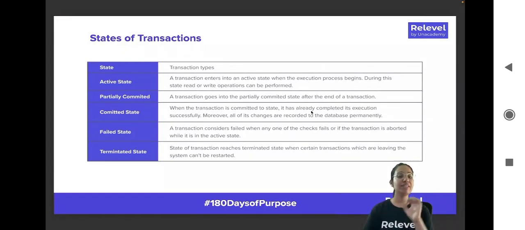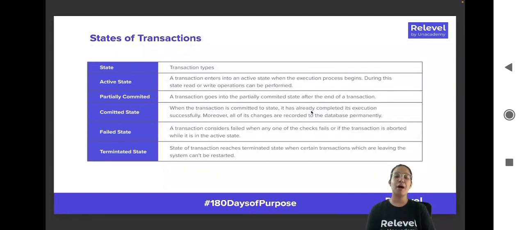Whenever we start a transaction, the transaction enters into an active state where the execution process actually begins. During this state, read or write operations can be performed. You can either do the read operation or the write operation. So this is the active state, right? The transaction is being actively taken up and executed.